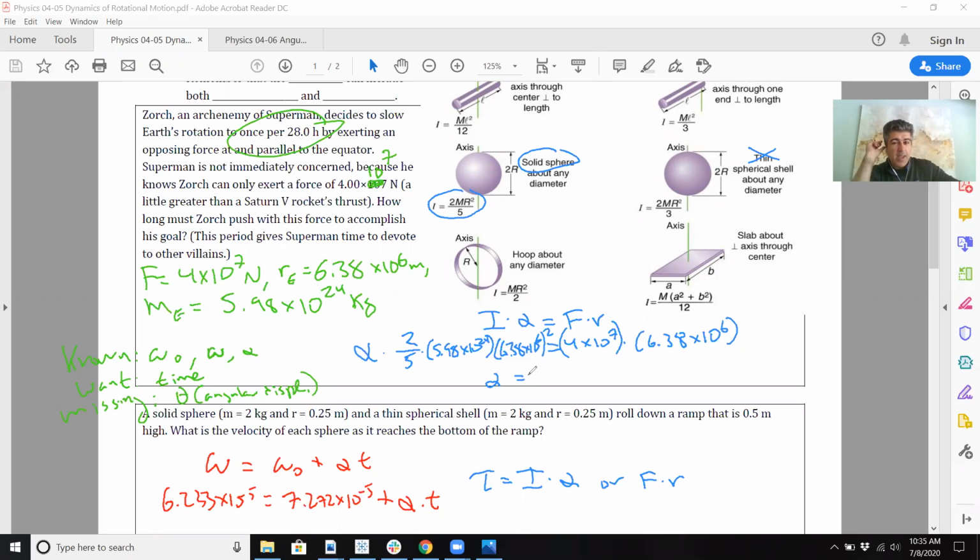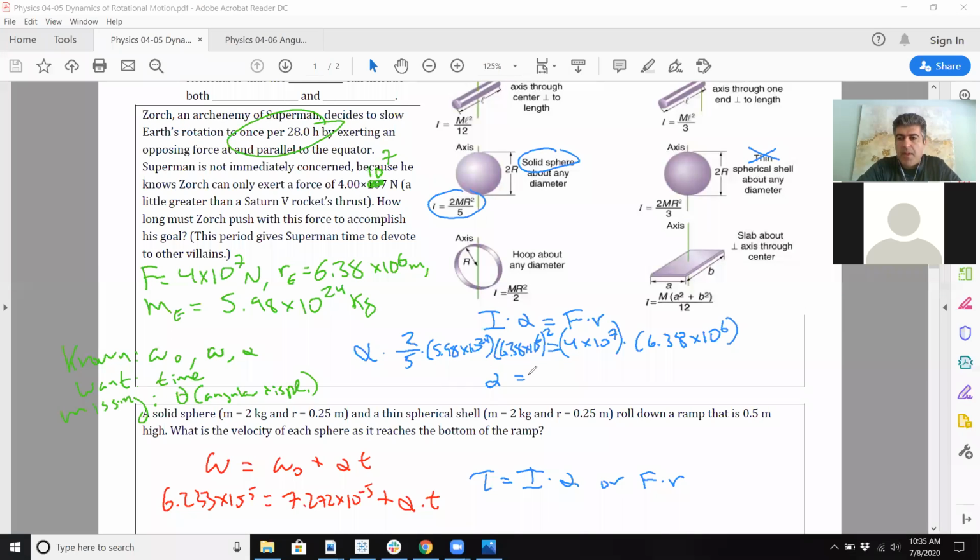So it's going to be a lot of calculator work if you're really, really careful here. If I do it carefully, so I have 4e7. Mr. Amashni? Yeah, go ahead. How can you set I times alpha and force times radius? Those are both torque. Are they both equal torque? Both equal torque. Yep. Got it. That's why. Thank you.